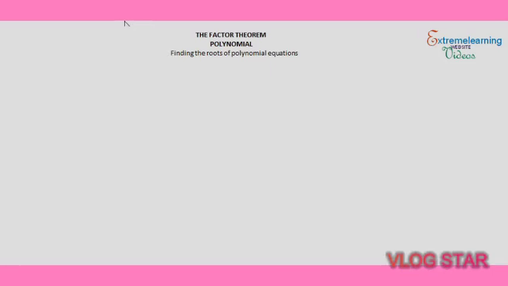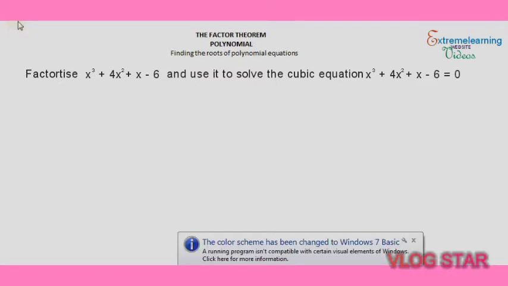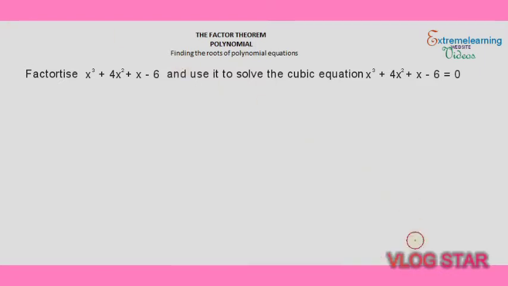So today we'll be looking at polynomial long division. I'll be considering a single question on the board and how to solve it. So now we have a question on the board here. Factorize x cubed plus 4x squared plus x minus 6 and then use it to solve the cubic equation.